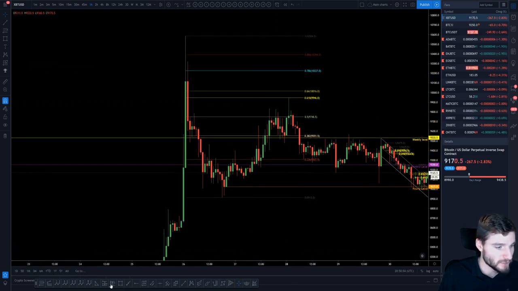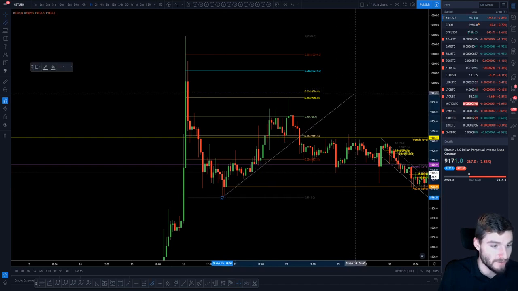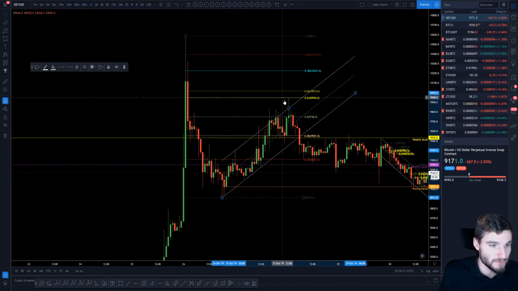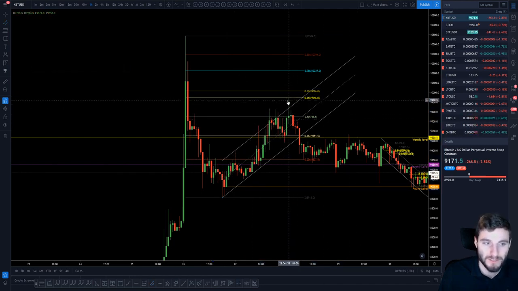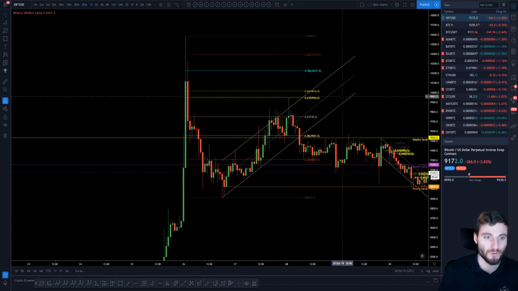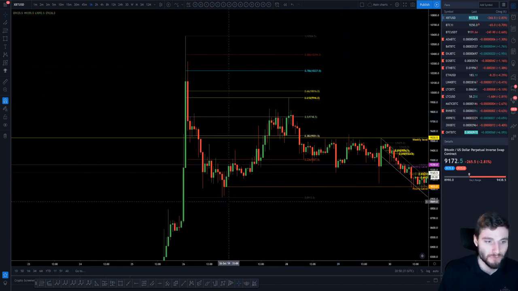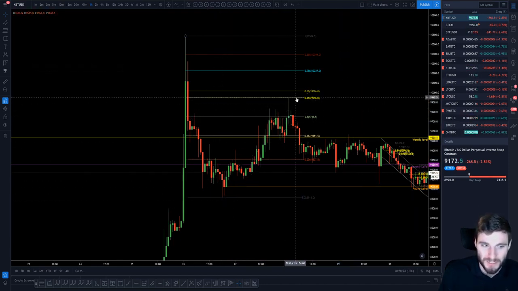Where was your confluence on this? The confluence, as you all know, is right there. We had the channel, wicks above, coming back inside. That's obviously your rejection, 618 rejection, coming back inside, eventually losing the channel support. But yeah, that was 0.5 support to 618 resistance.